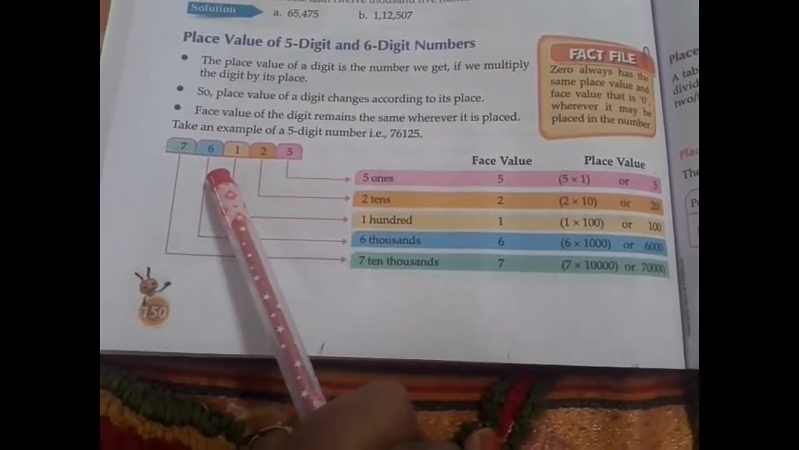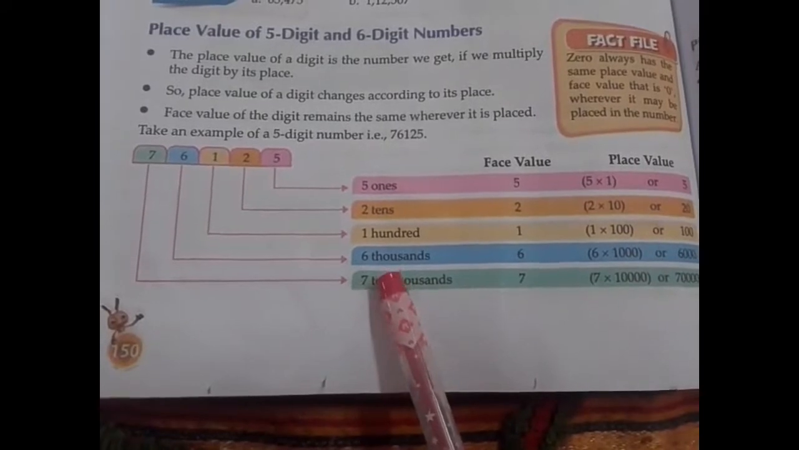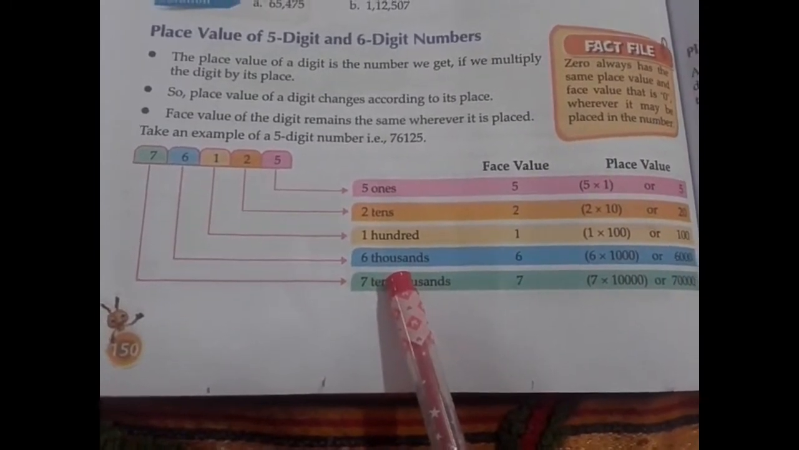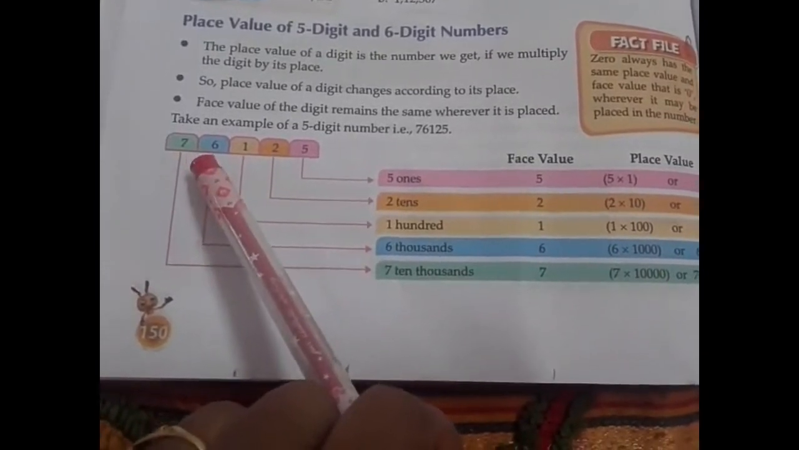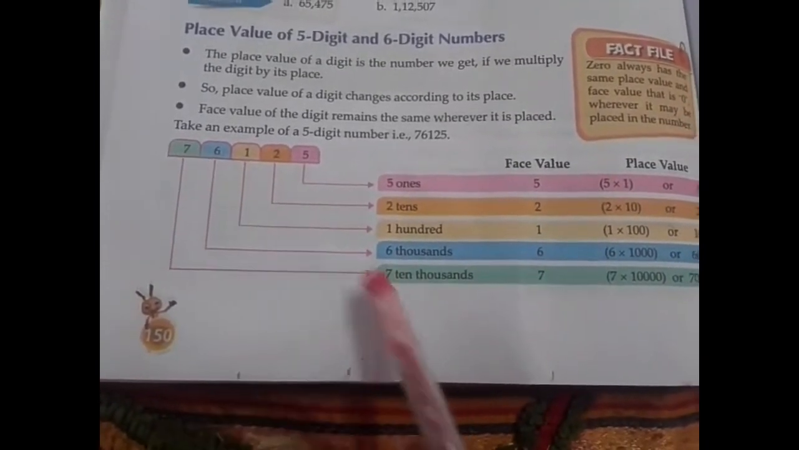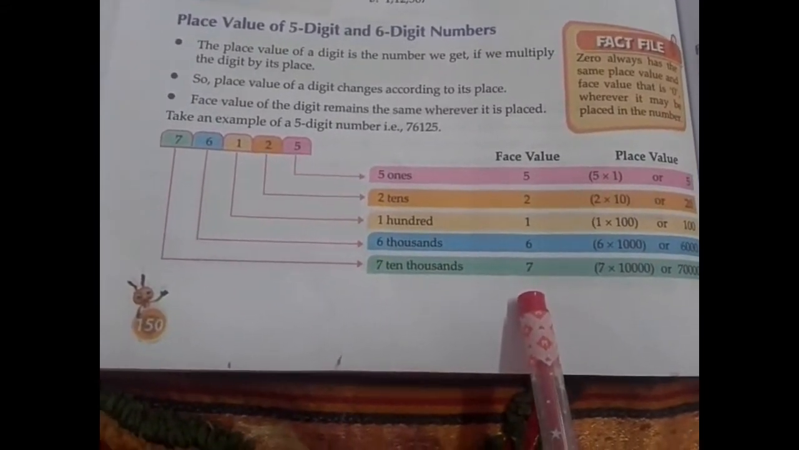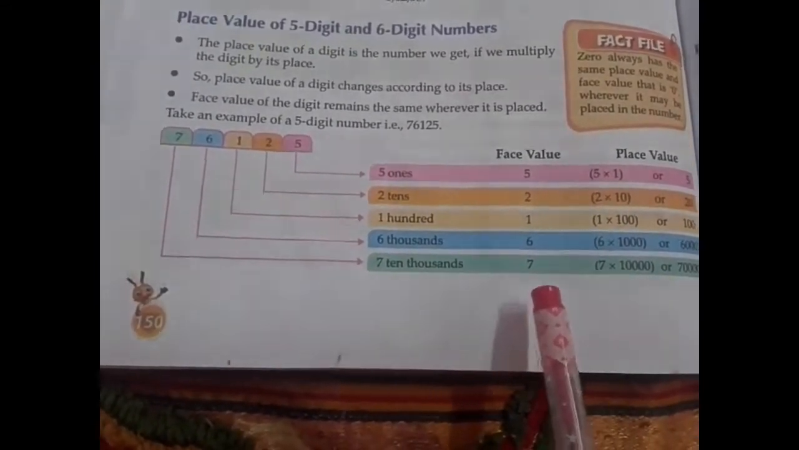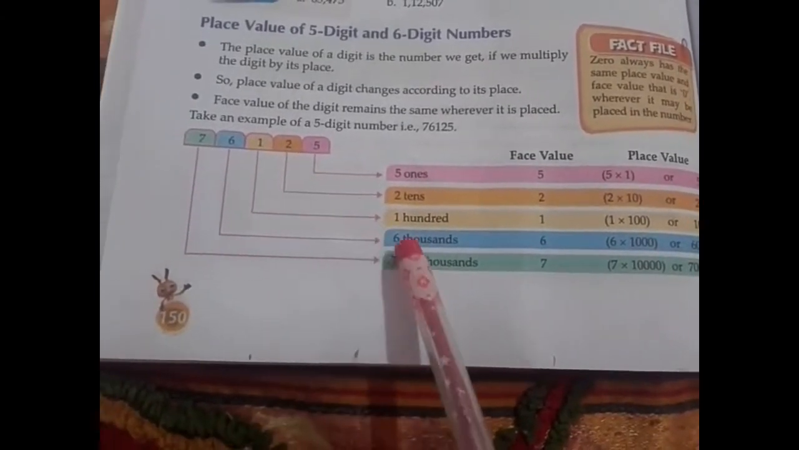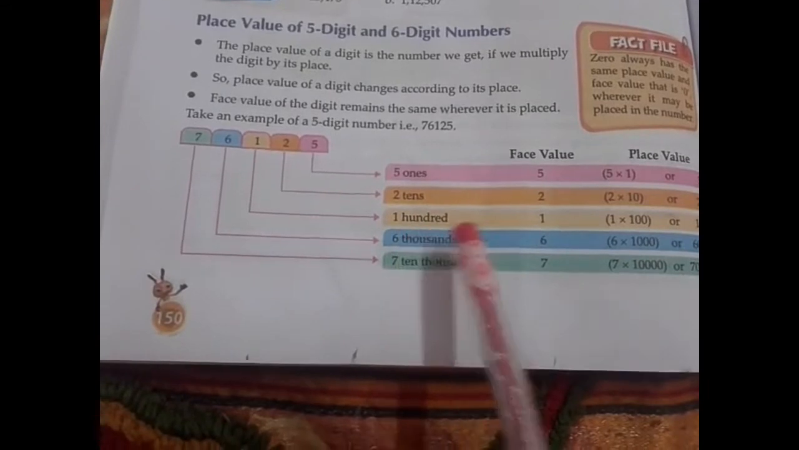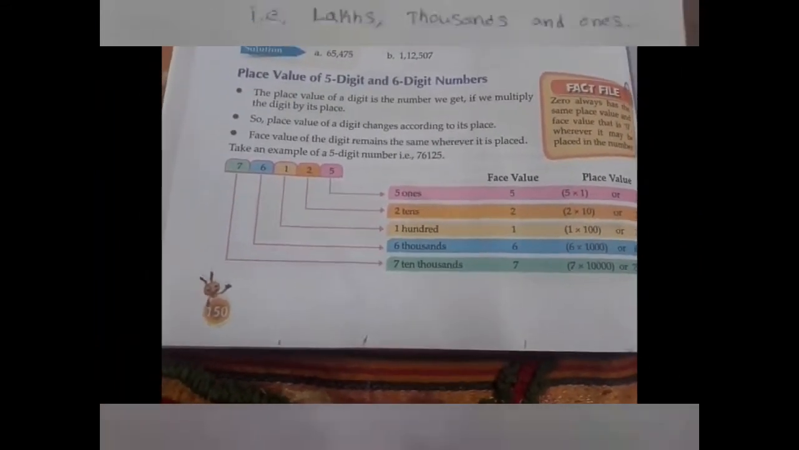Here 6 is in the place of thousands. The face value is 6. Here 7 is in the place of ten thousands. The face value is 7. If you had written the 7 in the hundreds place, then also the face value of 7 is only 7. It will not be changed.